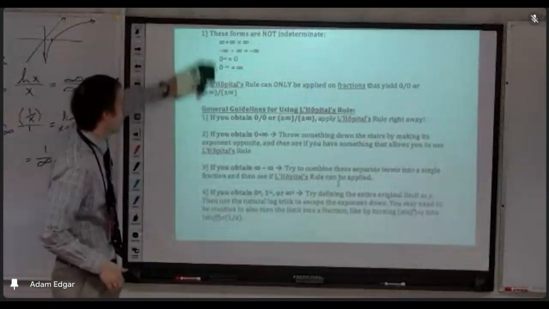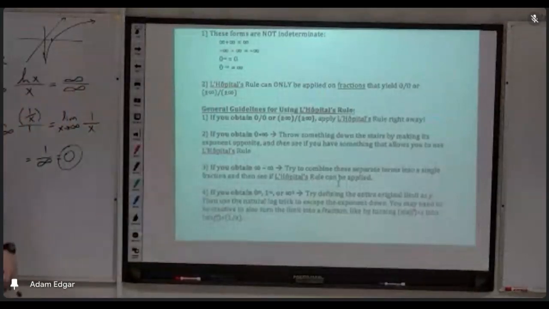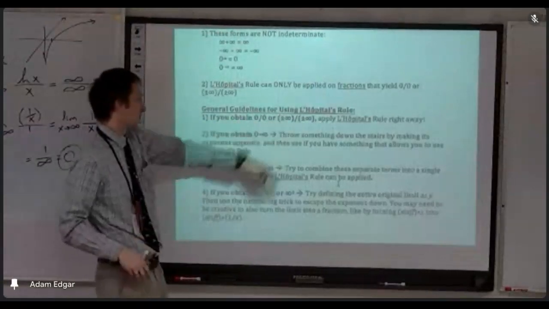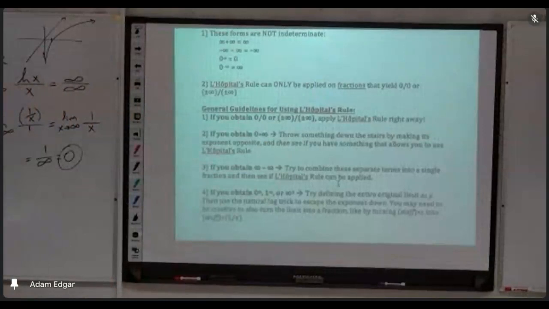So here are general guidelines for using L'Hopital's rule. First, just try to take the limit directly, and if you get something nice, awesome, you're done. Try to take the limit directly, and if you get 0 over 0 or infinity over infinity, do L'Hopital's rule. And then try to take the limit again, and if you get something nice, you're done.